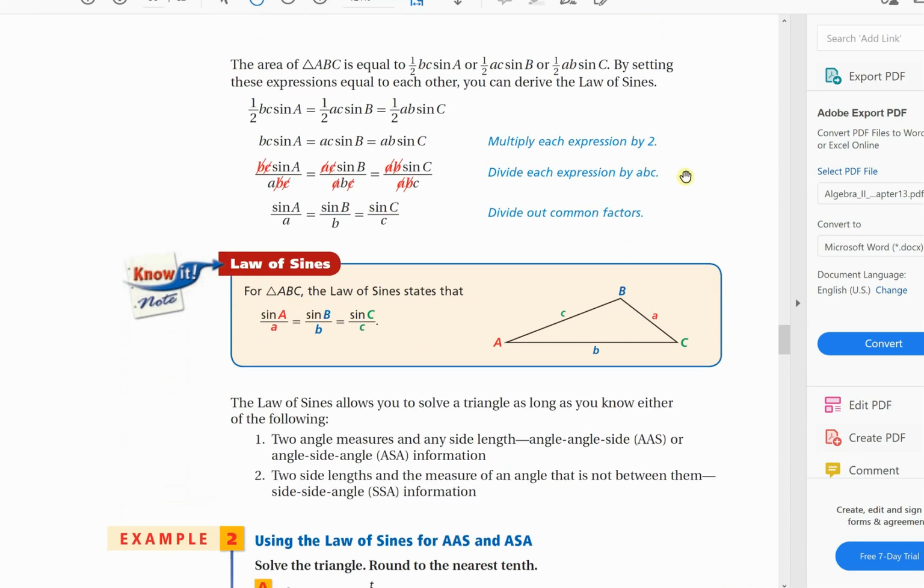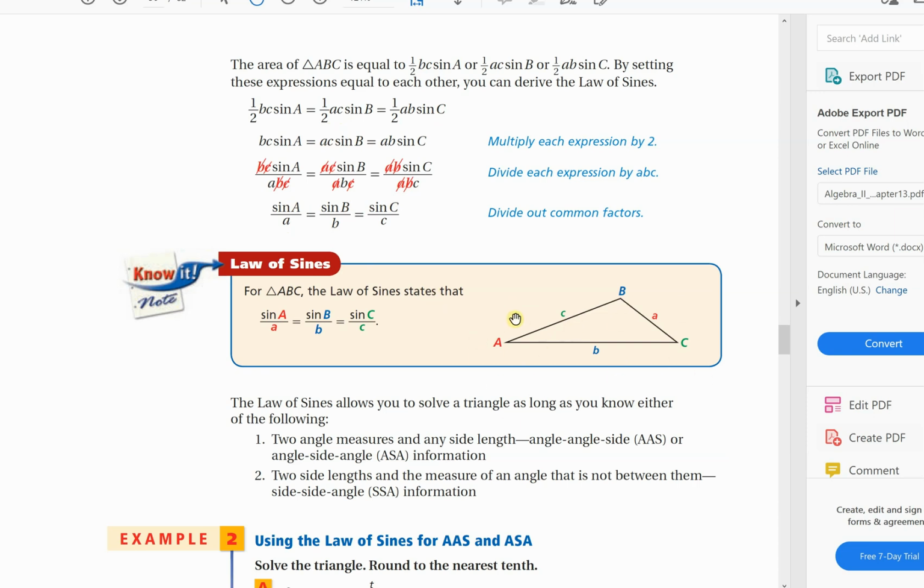Well, it comes from deriving the area. Since all three of these formulas can give us the area of a triangle, we can set them all equal to each other, and we can solve, and we find this. Sine of A over side A is equal to the sine of B over B, sine of C over C. It's a very simple formula.